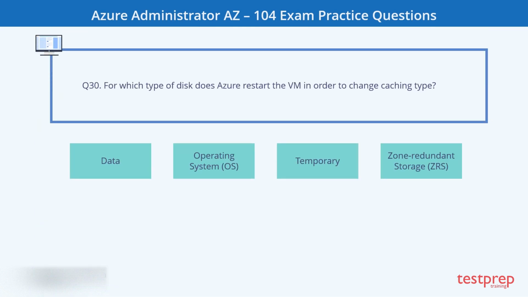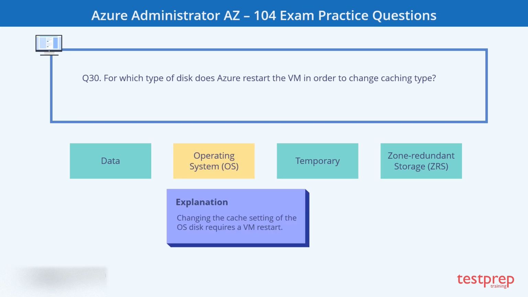Question 30. For which type of disk does Azure restart the VM in order to change the caching type? 1. Data. 2. Operating system. 3. Temporary. 4. Zone redundant storage. The correct answer is 2. Operating system. Changing the cache setting of the OS disk requires a VM restart.